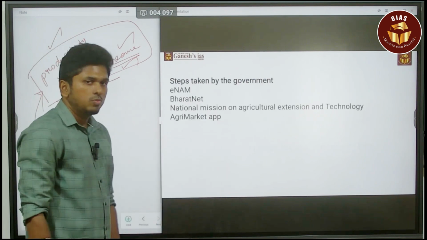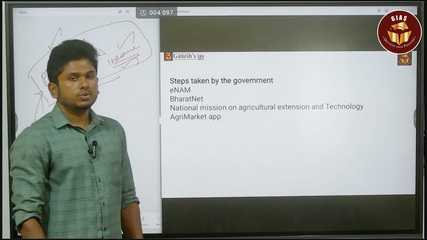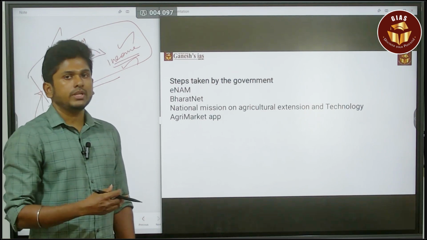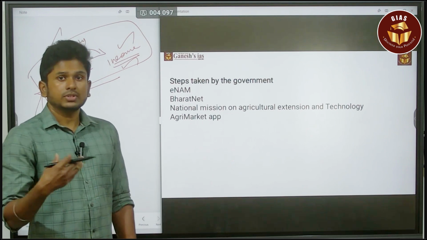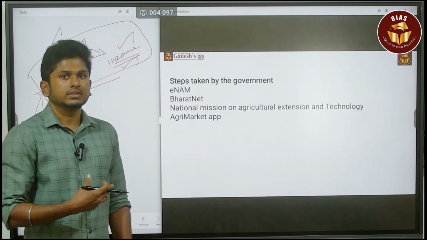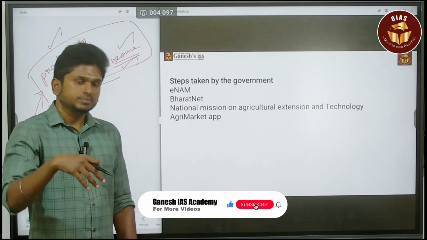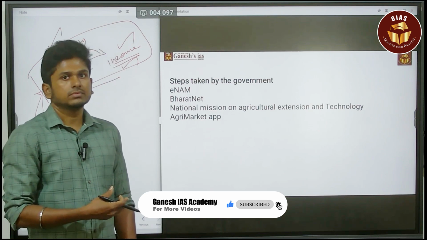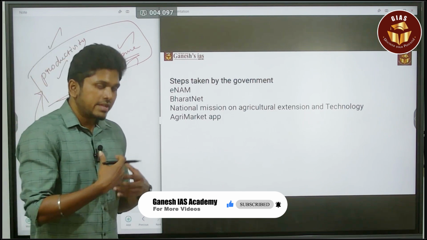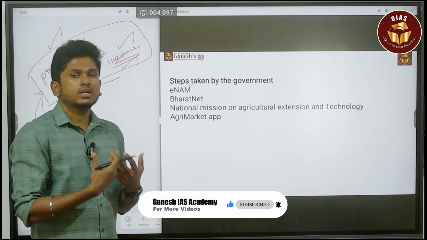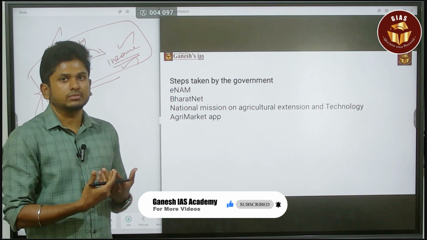For that, what the government did is, first, the BharatNet program. Through the BharatNet program, they are providing broadband services to the people of rural India. And there is also something called RailNet. Through the railway network, they are providing internet services in a broadband connection itself. Next, eNAM. The government is enhancing the activities of eNAM. It is an electronic marketplace. You can sell your produce on that platform.